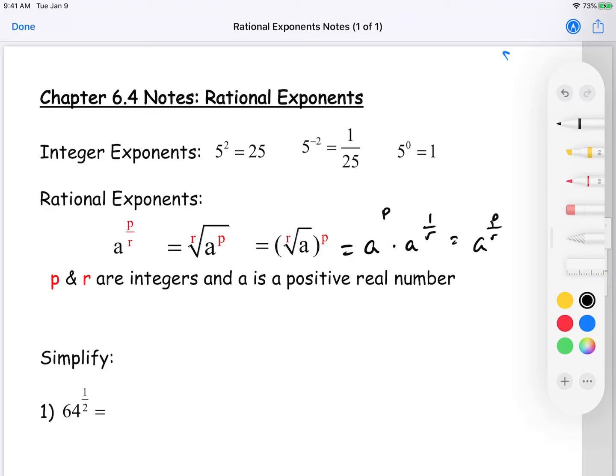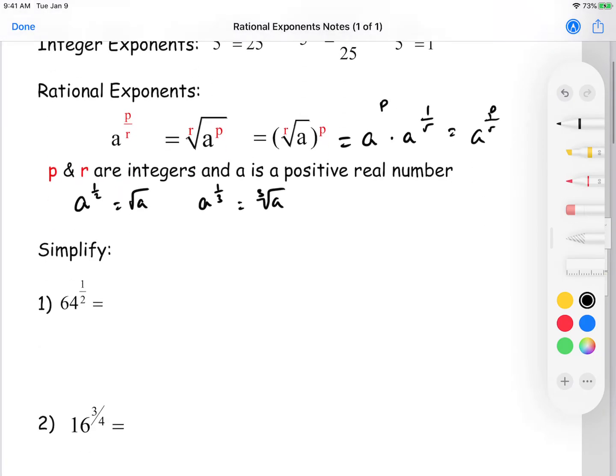Basically, if I think about some very common ones that we've seen, if I see a to the 1/2, this is the same thing as the square root of a. If I see a to the 1/3, this is the same thing as the third root of a, and so on and so forth. So the denominator in a rational exponent is the nth root. That's the root of it. The top is what power we're taking that to. Okay, so some examples.